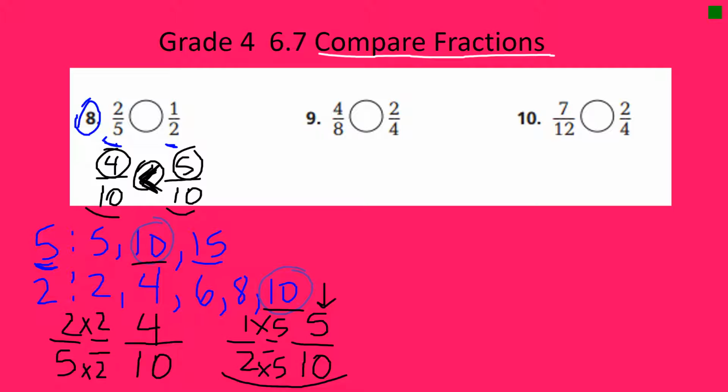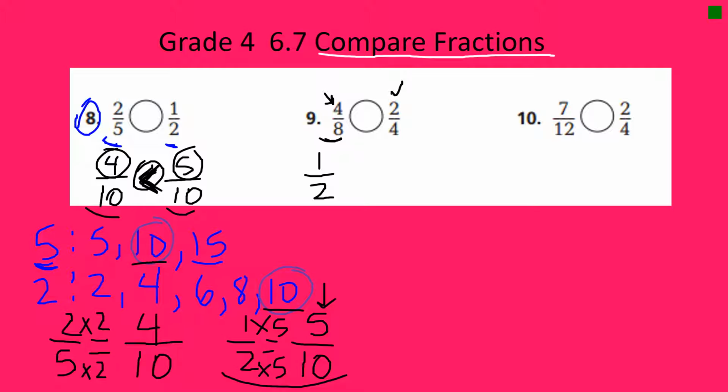All right, let us look at number 9. Ooh, boys and girls, look at number 9. Now I want you to think 4/8 compared to 2/4. Thinking about 4 and 8. 4 and 8. What's 4 plus 4? 8, right? What's 4/8 equivalent to? Are you thinking? It's half, right? If I have 4 out of 8 pieces, I have half.